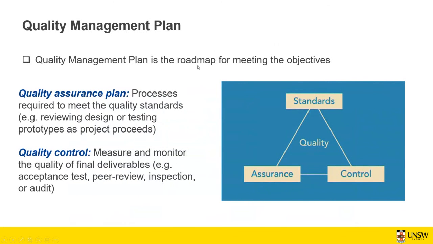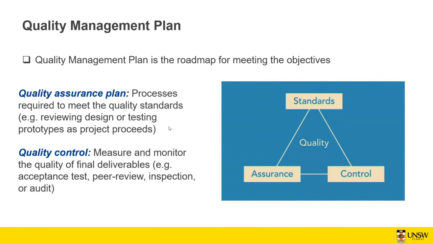The other thing is about the quality management plan. The quality management plan is a roadmap for meeting the objectives. So you need to have some assurance, control and standards for quality. Quality assurance plans are processes required to meet the quality standards, for example, reviewing designs or testing prototypes as the project proceeds. So you need to define how you're going to test the quality of the thing that you're developing. So that is part of the quality assurance plan.